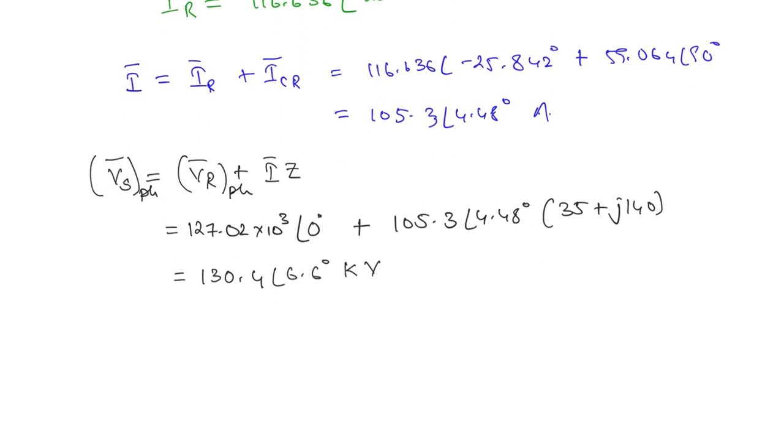So we will find out the line voltage. This is equal to root 3 into 130.4. Okay, so this is going to be 225.87 kilovolt.